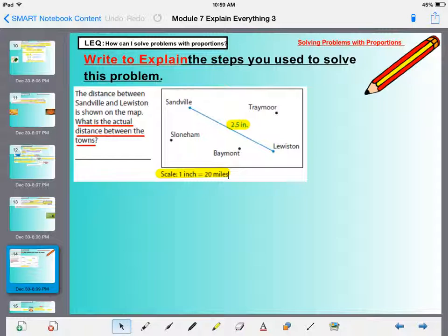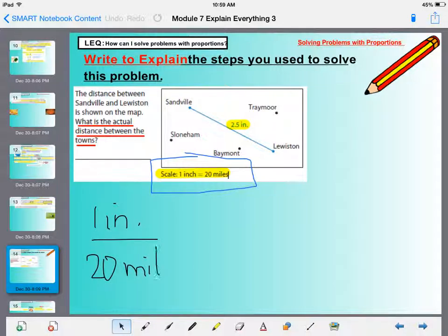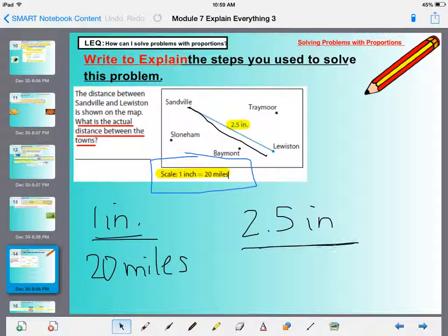And if we do that, this is the most important place to begin with a question like this. We see that 1 inch is equivalent to 20 miles. So what we would have to do is write this as a rate. We would say 1 inch in this map represents 20 miles. And in this example, between Sandville and Lewiston, we see a distance of 2.5 inches. And we would go ahead and match this up yet again, inches to inches. And to get from 1 to 2.5, we know we're getting bigger, so we're multiplying by 2.5.